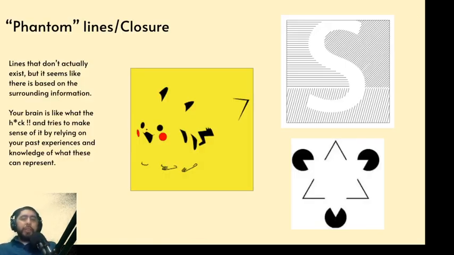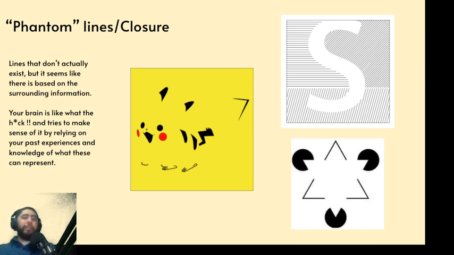All right, phantom lines and closure. So this is more in terms of the psychology of what your brain perceives versus what is there. Obviously, we know this is Pikachu, the electric rat from Pokemon. And we know that because we're familiar with his shape, with the cheeks, the eyes, the expression, the tail, etc.